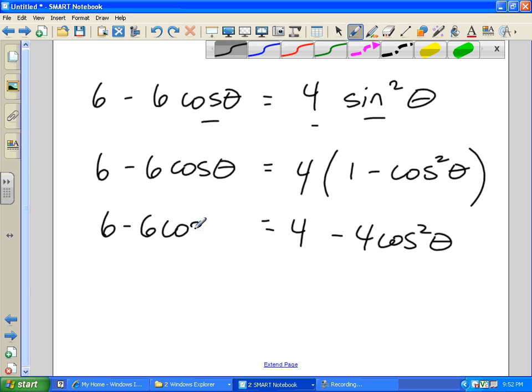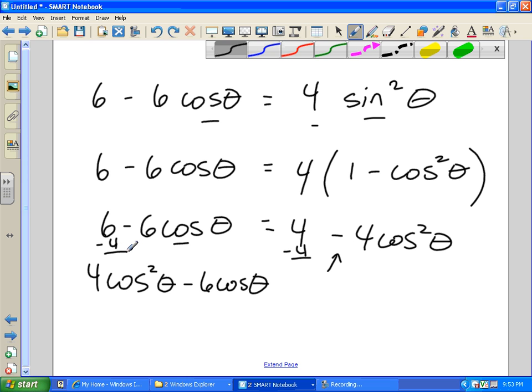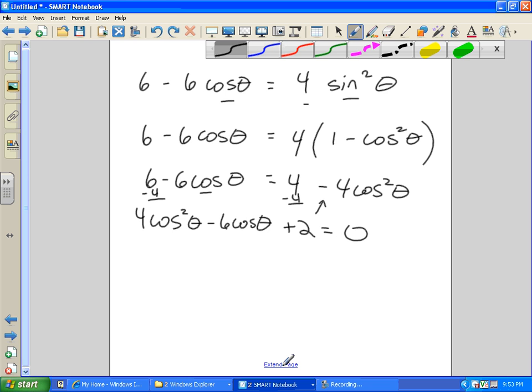Okay, now that we've got everything expanded out and everything is with cosines, now let's set it equal to 0 here. Since this one is negative, let's pull it over to the right side so we can make it positive. I'm going to bring down minus 6 cosine theta. And now I'm going to bring the 4 and subtract it over on both sides, mainly to the left side here, so that would leave me with a positive 2. And now it's set equal to 0.